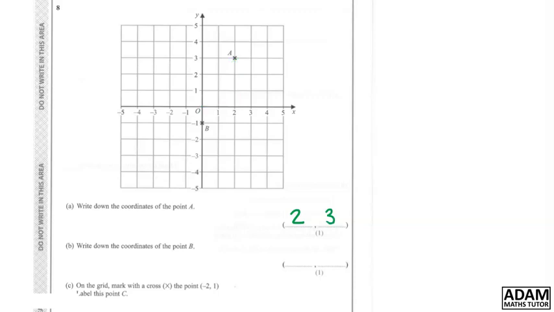Write down the coordinates of B. We haven't moved anywhere along the x-axis, so that would be 0, and it's gone down by 1, so it would be -1. Part C, on the grid, mark with a cross the point -2, 1. So -2 would be 2 to the left, and 1 would be up 1. So this point would represent C.